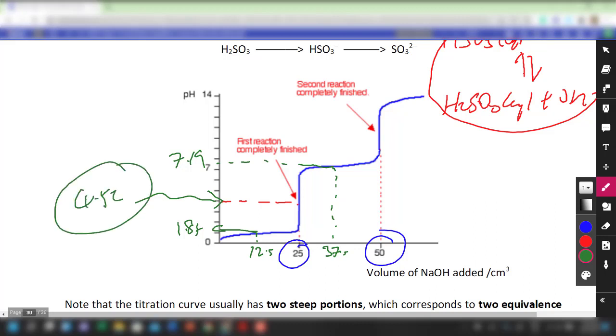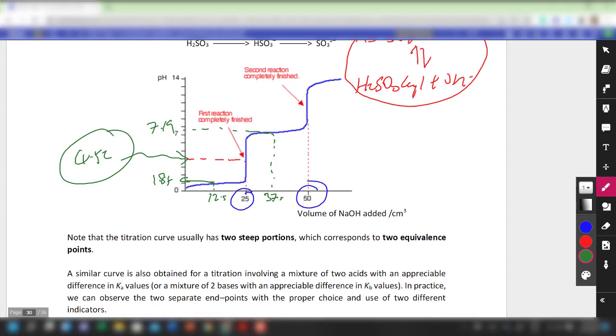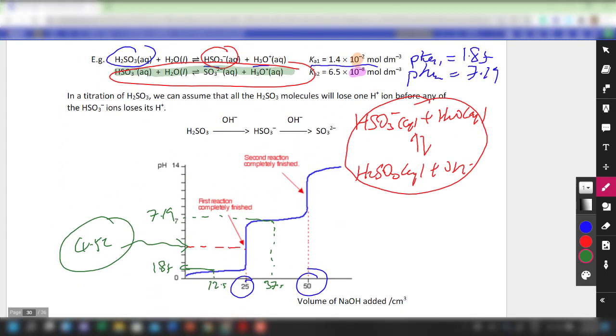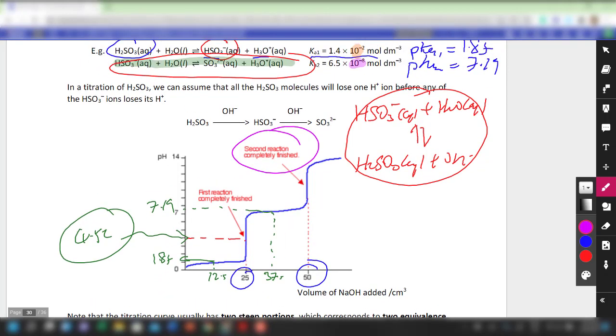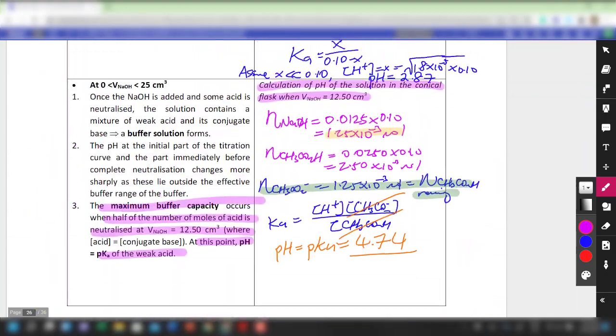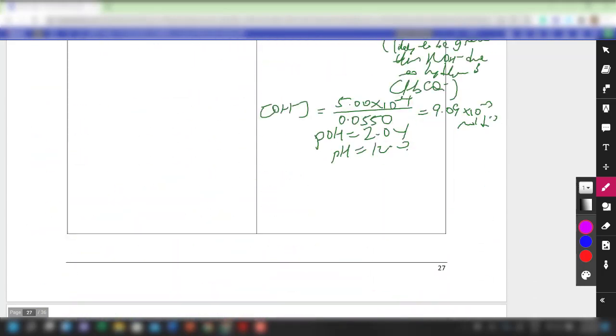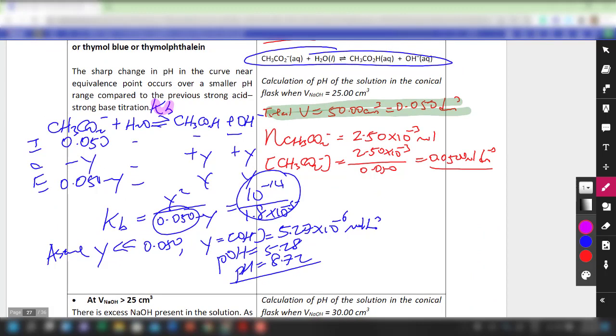But this is not required in your syllabus, so don't be too stressed over this. Not required in the syllabus. But you are required to know how to calculate the pH of the endpoint, which is after the second equivalence point. And this shouldn't come as a surprise, because you will work it out in the same way as how you work out the pH of the equivalence point for a weak acid strong base titration, using this similar method.